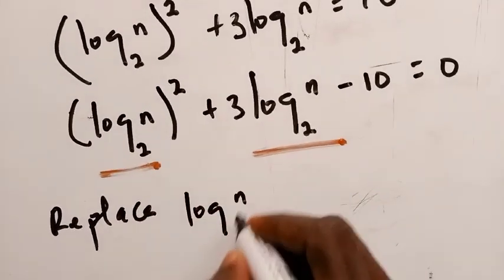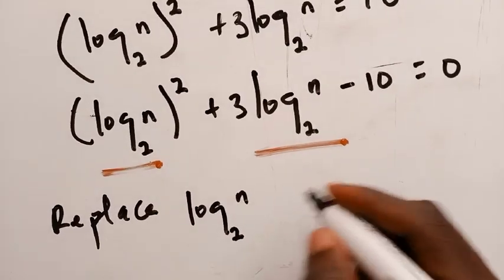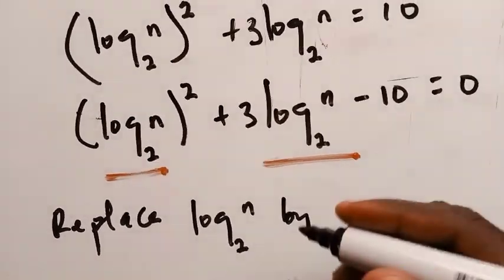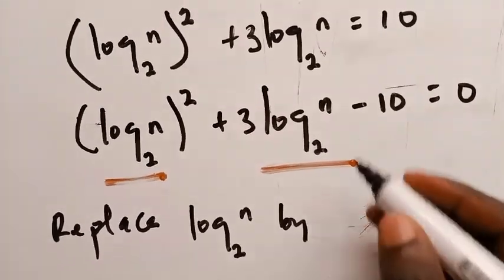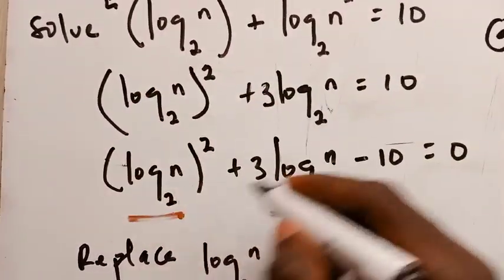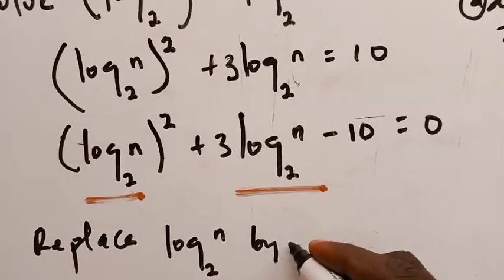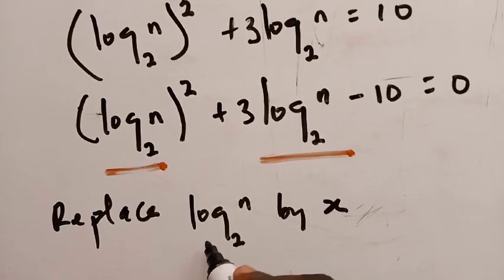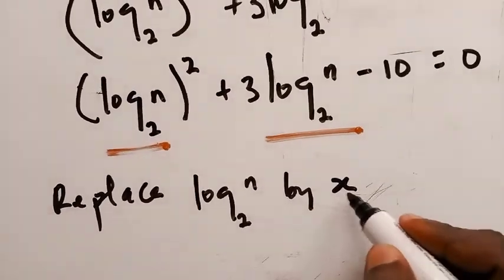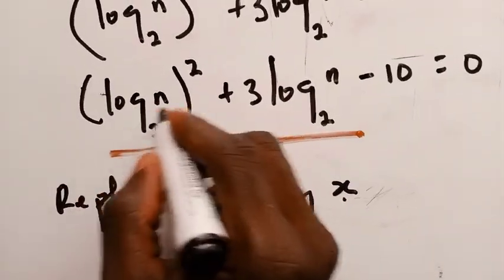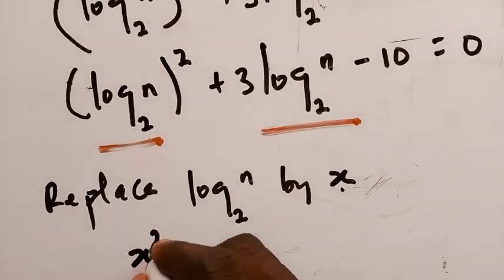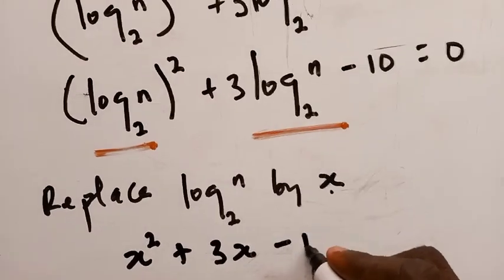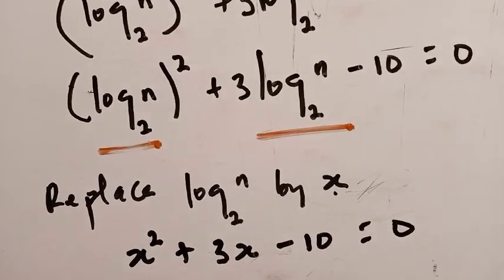So what will happen if you replace log n base 2 by any letter of your own choice? That can be a, b. Remember that the letter you choose should not already be in the question. x is the common one, so let's replace it by x. Whatever log n base 2 we see here, we can easily put x there. So this is going to be x squared plus 3x minus 10 equal to 0.